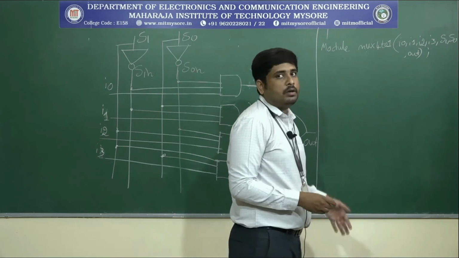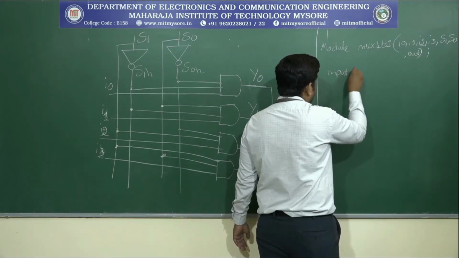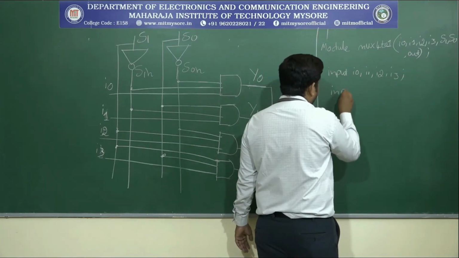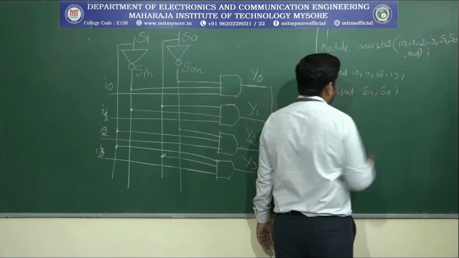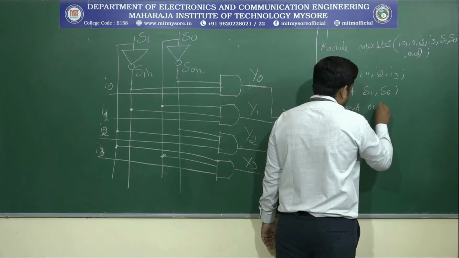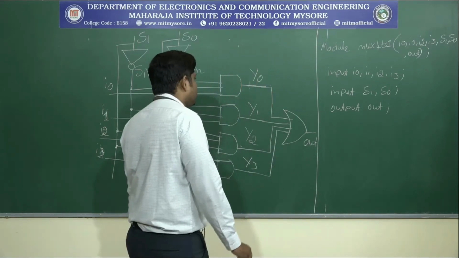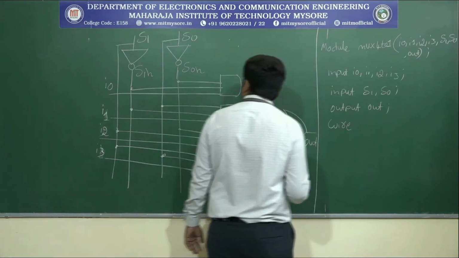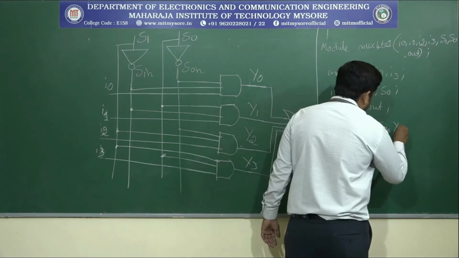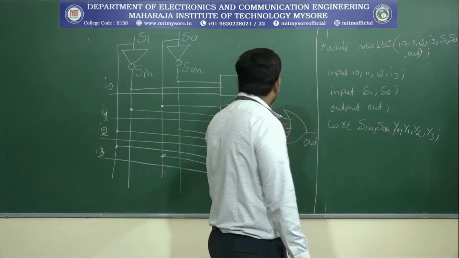After the module terminals, we have to declare the inputs and outputs. Input can be declared as input I0, I1, I2 and I3. Then one more input, which can be written as input S1 and S0. Then what are the outputs here? Output can be declared as output out. Okay, once you declare the inputs and outputs, next we have to declare the intermediate signals. That can be named as a wire. So wire can be written as S1N, S0N, Y0, Y1, Y2 and Y3. These are all the intermediate signals with respect to this circuit.